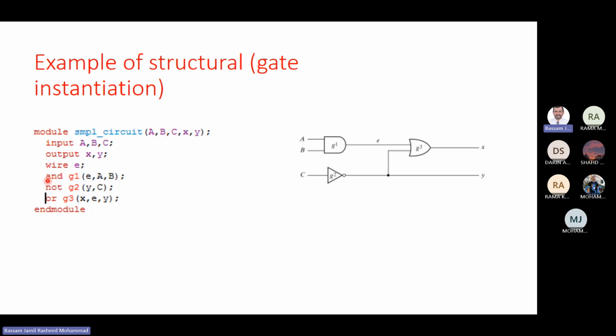Now, let me describe the components. I have an AND gate here, which I name G1; I could have named it whatever I want. It has an output connected to E, which is this one here, and inputs connected to A and B, which are these two. Then I have a NOT, an inverter, with an input connected to node C and an output connected to node Y, right here. Then there is an OR gate, which I happen to name G3, with inputs connected to E and Y, and the output connected to X, which is the output here. Endmodule. This is how I describe the circuit in a structural fashion. So this is gate instantiation.